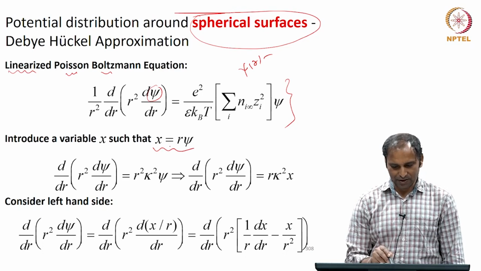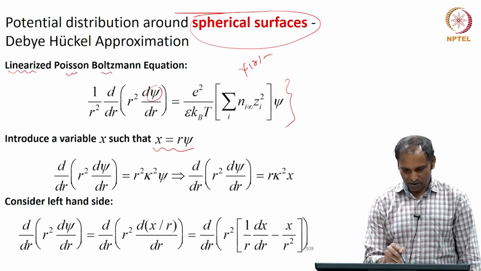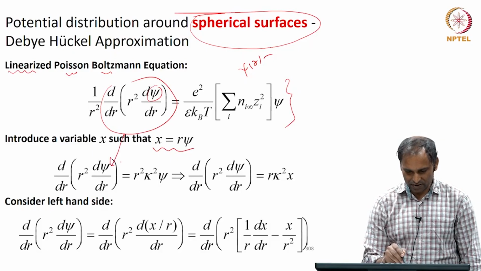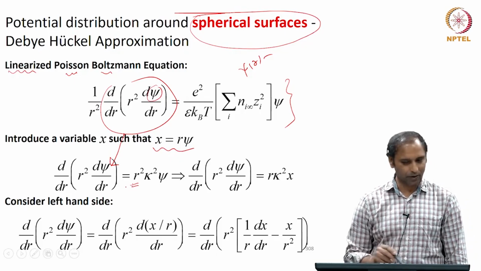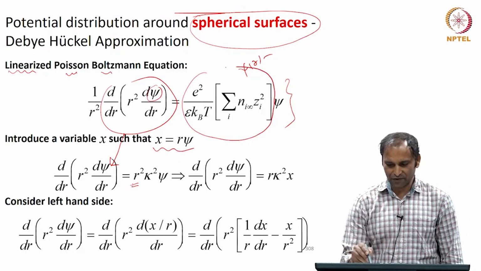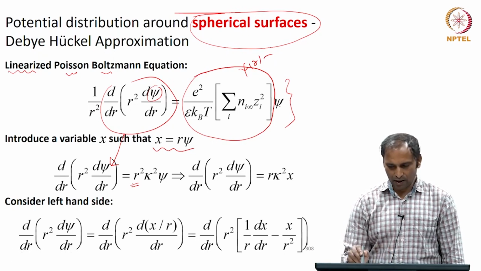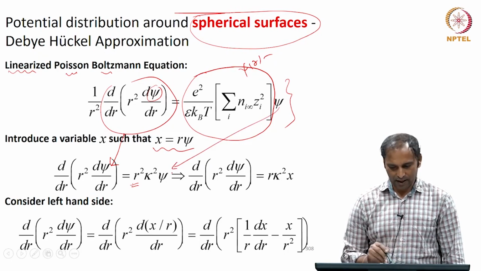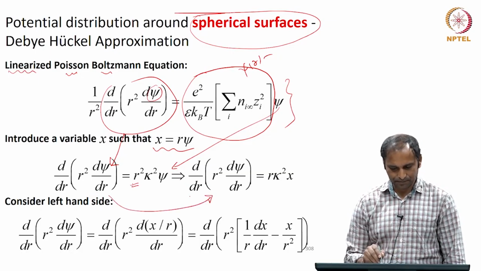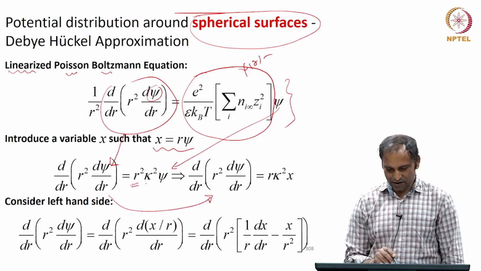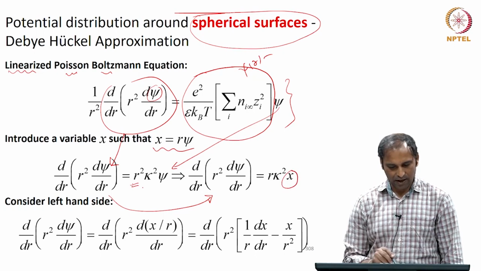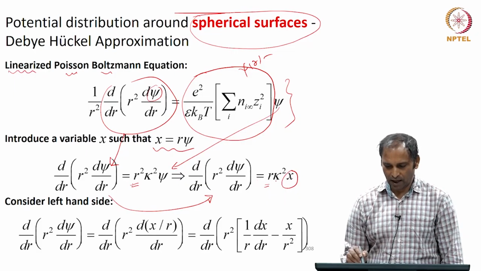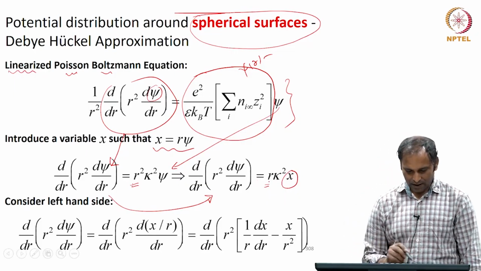If you substitute x is equal to r psi, I keep the left hand side the same, and I am going to take r square to the right hand side. Therefore I have r square, and this we know is kappa square, which we defined yesterday, and you have psi. The right hand side, instead of r times psi, I am going to replace with x, and retain 1 over r and kappa square. That is what we have done.